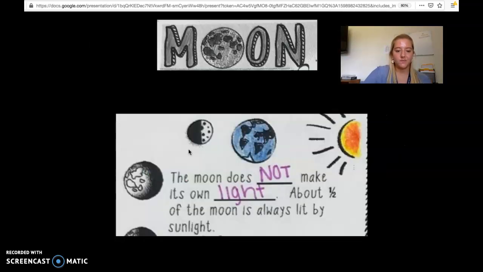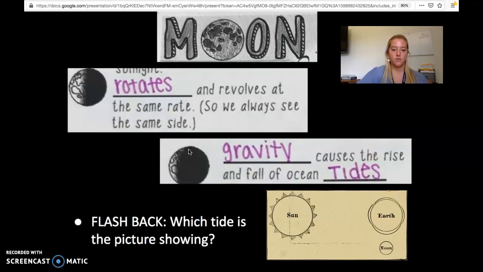That's okay. So the moon does not make its own light. About half of the moon is always lit by the sun. We just talked about that. The moon rotates and revolves at the same rate, so we always see the same side. Gravity causes the rise and fall of the ocean, or the tides. We are not having the flashback because we've mixed-matched our units, but later we'll learn what type of tide that picture is showing.